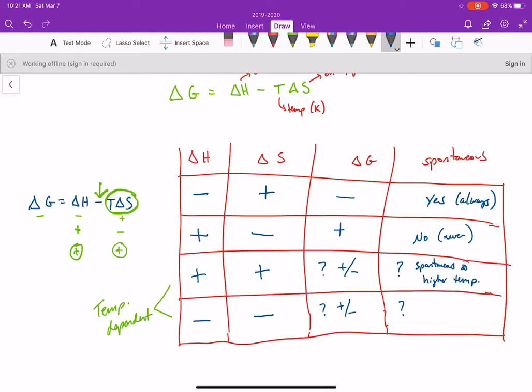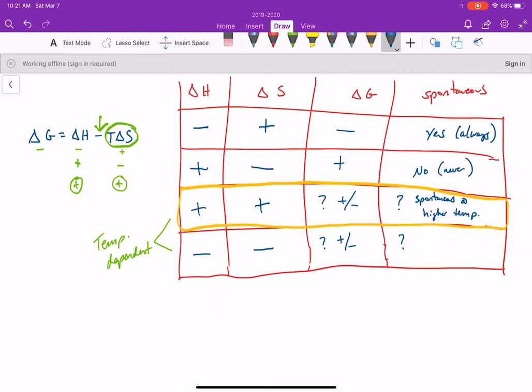Think back to the example, right? Which one of these is the ice cube example? It's this one. Ice cube is endothermic, but increases in entropy. So what's going to determine whether the ice cube melts? Well, the temperature, right? Ice cubes melt better and more spontaneously the hotter they get. They will melt less spontaneously the colder they get, right? So hopefully that makes sense.